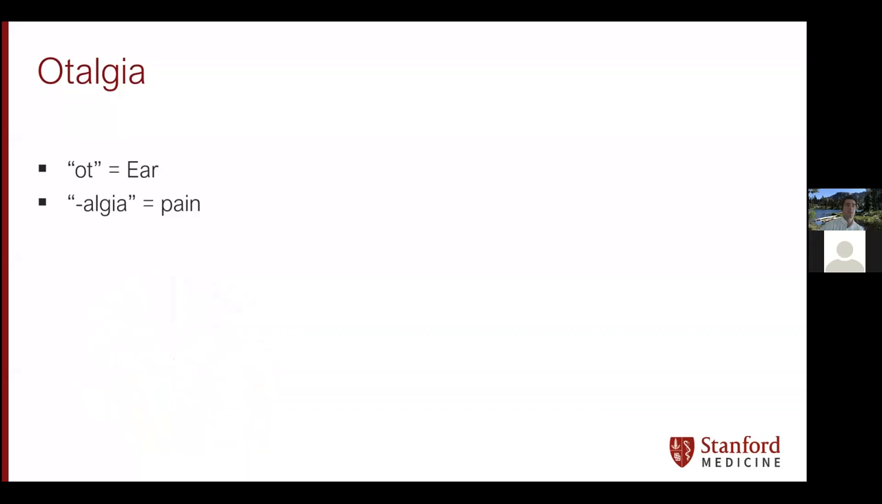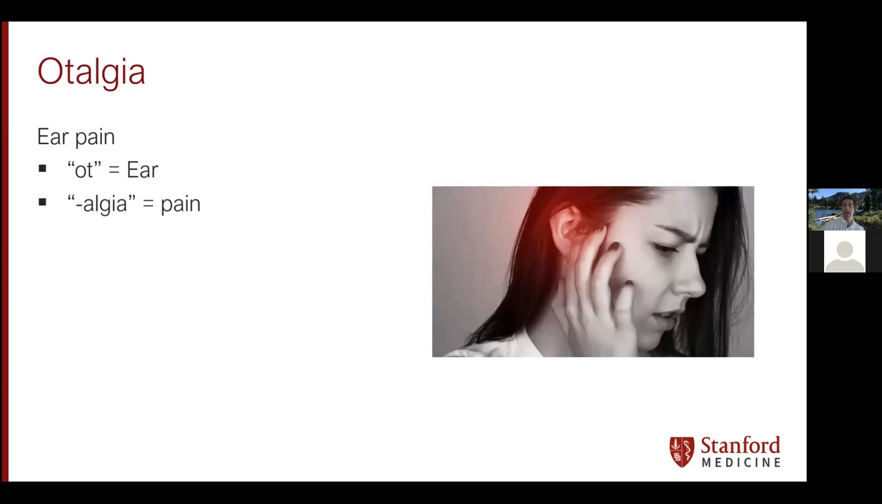Yeah, so I think all of you guys got it. So oto is ear, and alga speaks to pain. So this is pain of the ear. It can speak to both inner and outer causes. So you can have otitis externa, which is the outer ear. You can have otitis media, which is the middle part of the ear. And then you can have otitis... sorry, I'm blanking on the last one. But all of them lead to inflammation of the ear, which results in pain in that ear, or otalgia.